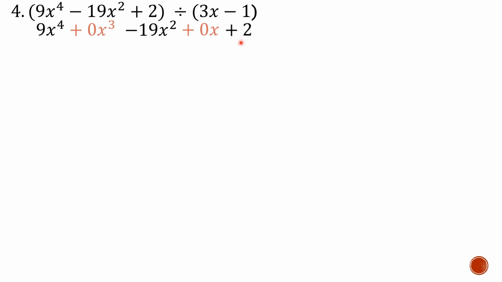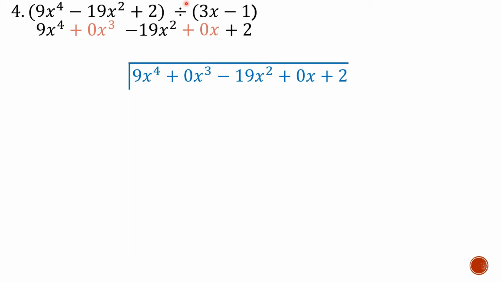We'll double check. So the exponent now is arranged in descending order. We have 4, 3, 2, 1. You have to make sure that for every item, be clever enough to see if there are missing terms, and if there are none, it's okay. Proceed directly with the steps, but if there are missing terms, make sure to insert 0 as its coefficient. Next, for its divisor, we have 3x minus 1.